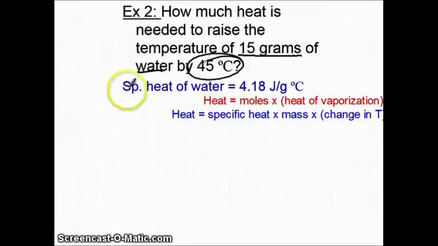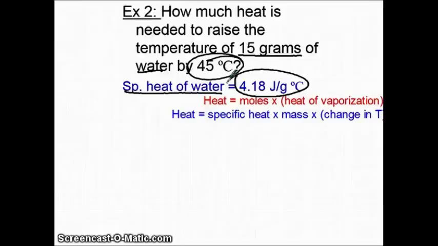They give us the specific heat of water, which we have right here, 4.18 joules per gram degree Celsius. So now we have to figure out what equation we need. Well, we're trying to raise this temperature.